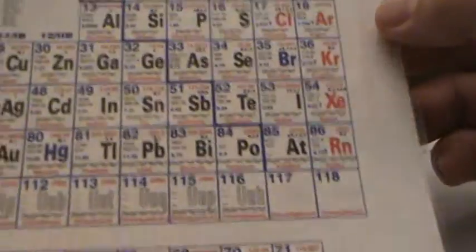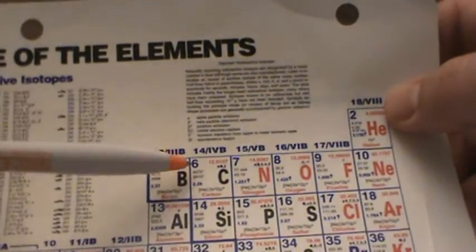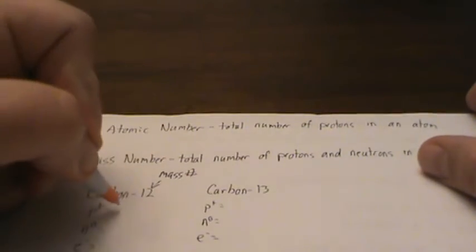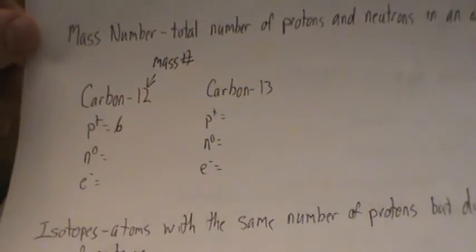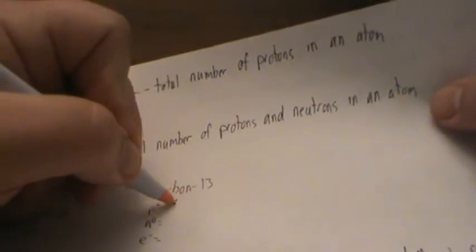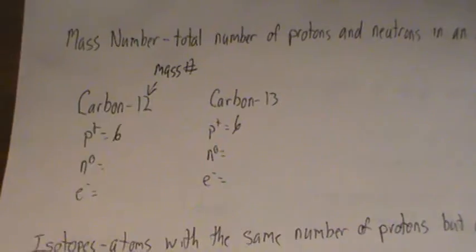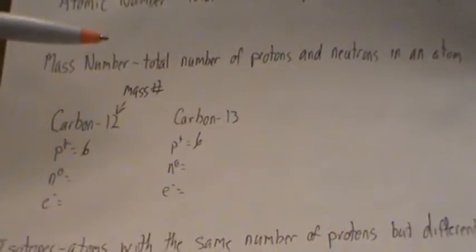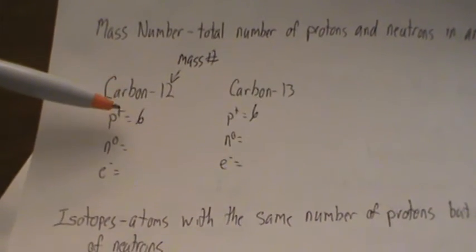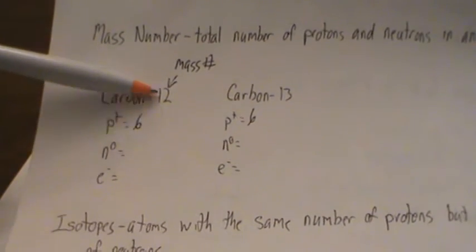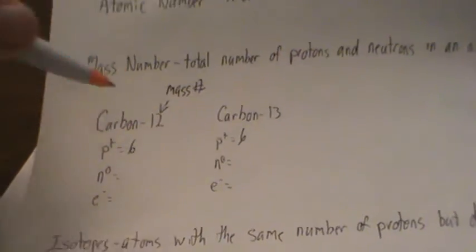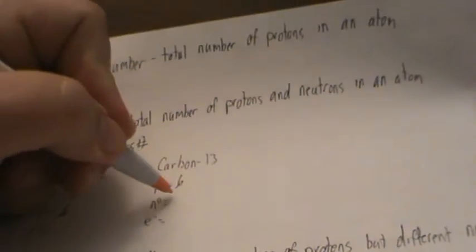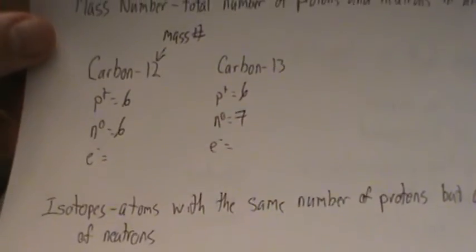Well, if we look to see where carbon's at on the periodic table, carbon is number 6. That 6 is telling us that it has 6 protons. Every carbon atom has 6 protons. So for carbon 13, we put a 6. Figuring out how many neutrons. Well, if the mass number is the total number of protons and neutrons in an atom, we have that, and we know how many protons there are. If we take the difference between these two, so 12 minus 6 would give us 6. Carbon 13, 13 minus 6 would give us 7.